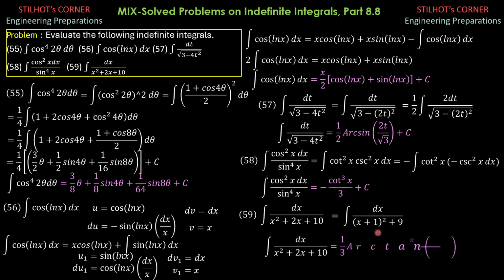So the integral of dx over quantity x squared plus 2x plus 10 is 1/3 arctan of quantity x plus 1 over 3, plus c. So that's it for this video.